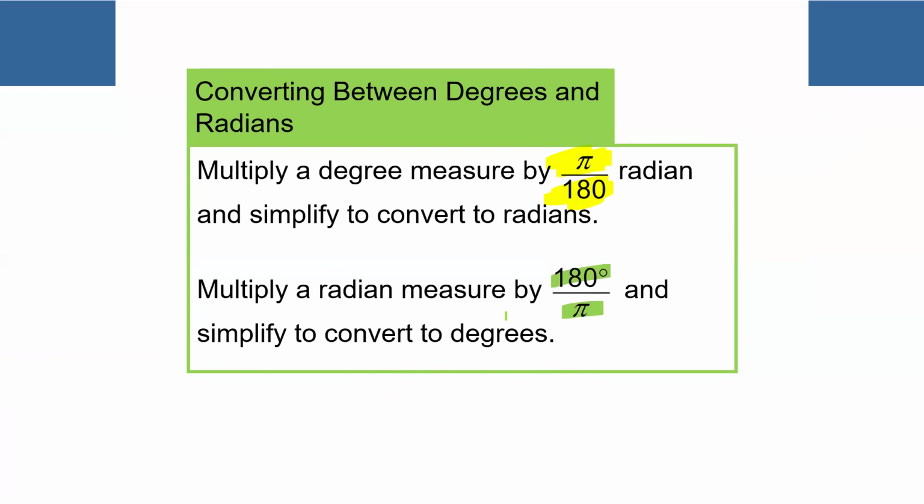The goal is to cancel out one of the units. So when I'm going from degrees, I'm trying to cancel out the degrees and I'm left with the radian. When I'm going from radians, I'm trying to cancel out the radians and I'm left with a degree.